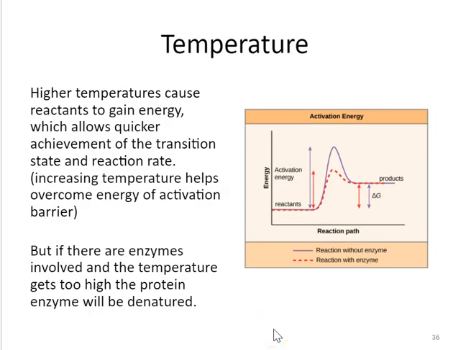Temperature affects all chemical reactions because the higher the temperature is, the more kinetic energy reactants will have, and this increased kinetic energy will allow for a more rapid movement into the transition state and therefore reactions. So increasing temperature in general will increase all chemical reaction rates, whether they're catalyzed by enzymes or not. However, if there are enzymes involved, there's a sweet spot for activity, or an optimal spot.